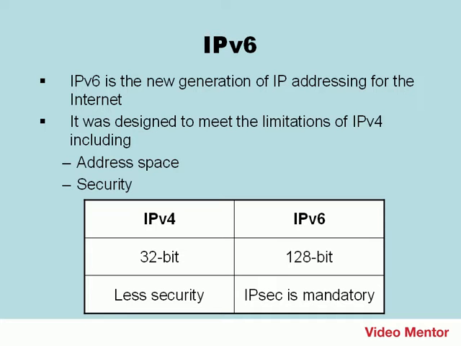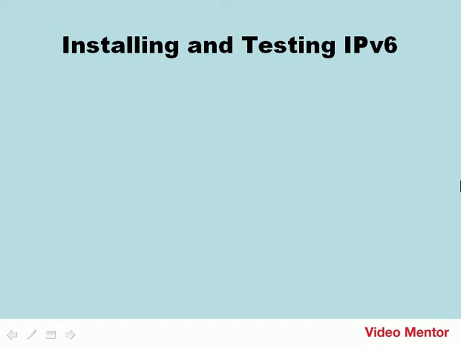IP version 6 also has a different packet format which minimizes packet header processing. So IP version 6 is a more advanced new generation of Internet protocol. Installing and testing IP version 6.